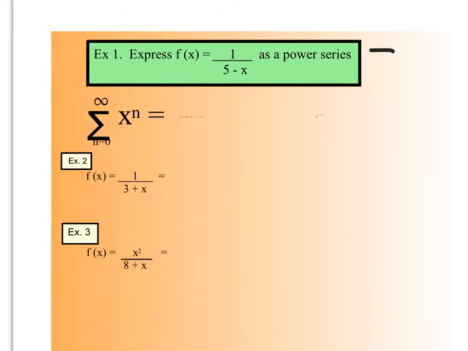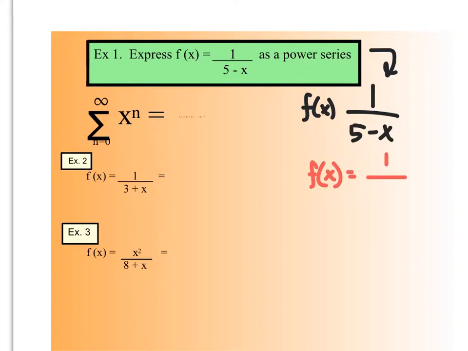All right, so let's express this one first. I have 1/5 minus x. That's my function. I want it to look like f of x equals 1/1 minus x. I have to have this be a 1 and this be a 1. And this could be some form of x. So how could I do that?